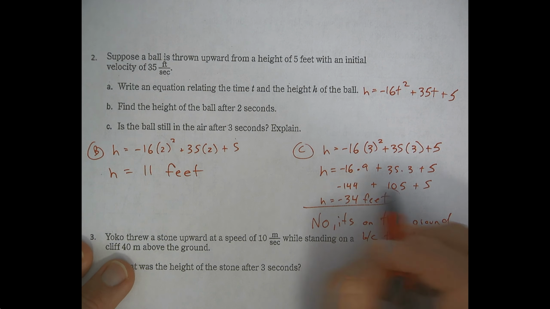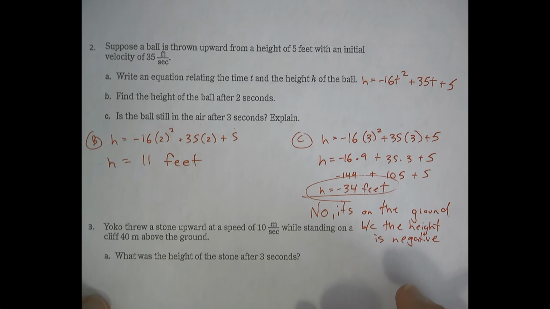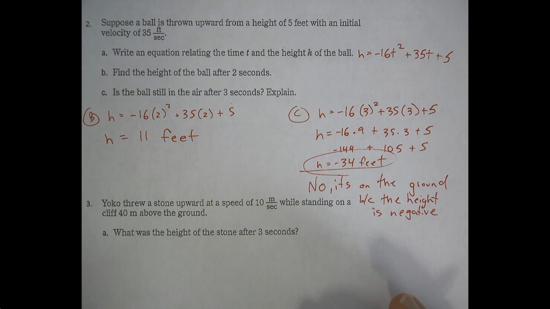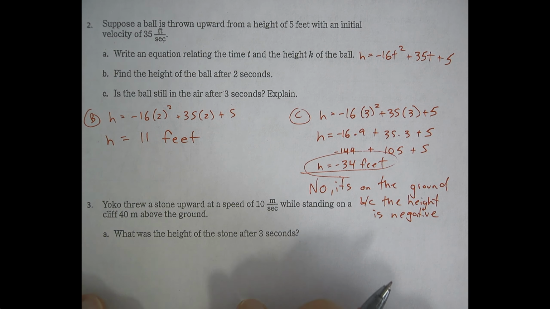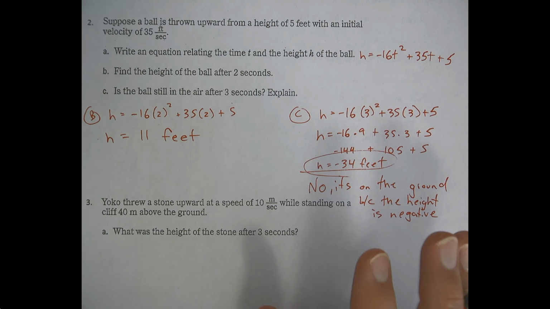So if our height is a negative number, unless we're throwing it off the side of a cliff where it could go below our starting height and still be in the air, that's the one special situation. But in general, if we get a negative height on this, that means it has hit the ground already. When it gets to 0, it has hit the ground.